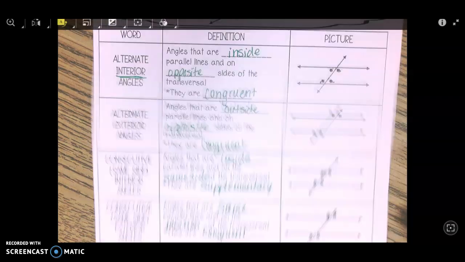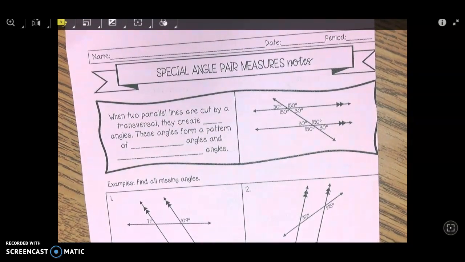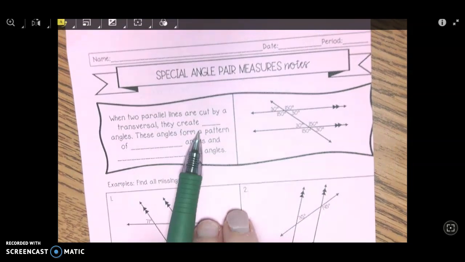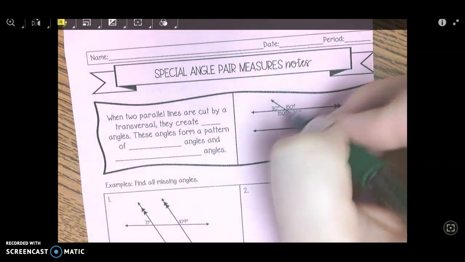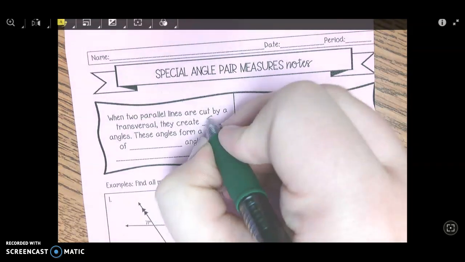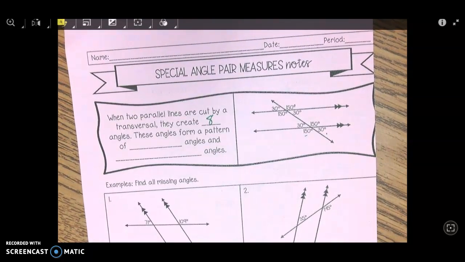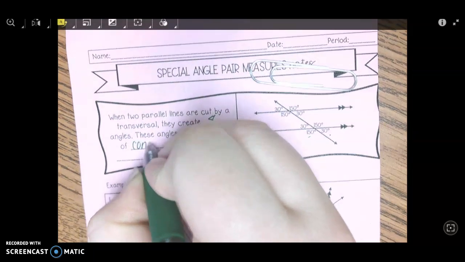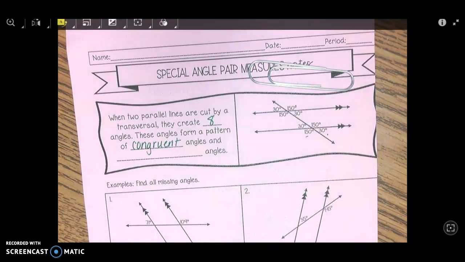All right, so flip the pink sheet over. When two parallel lines are cut by a transversal, they create how many angles? 1, 2, 3, 4, 5, 6, 7, 8. These angles form a pattern of congruent angles and supplementary angles.